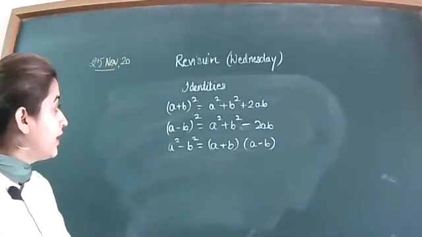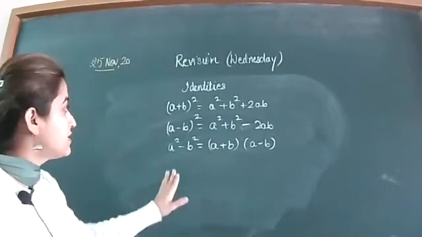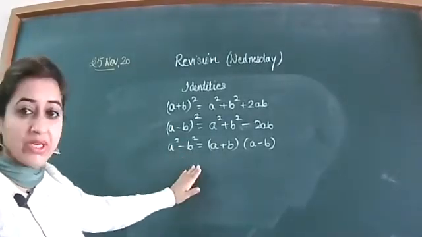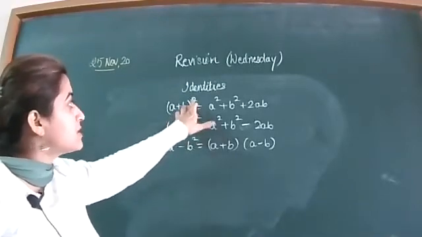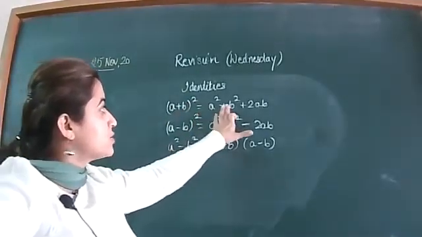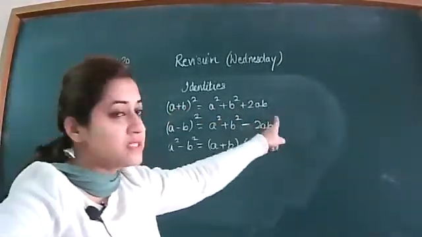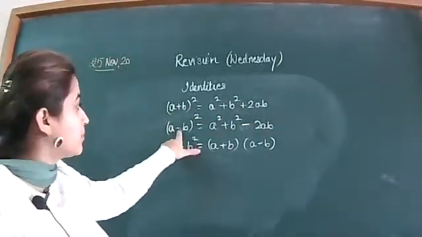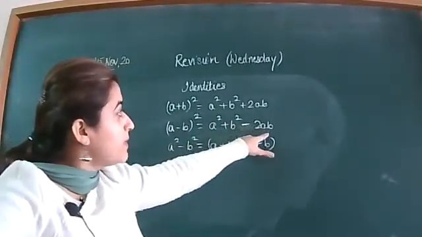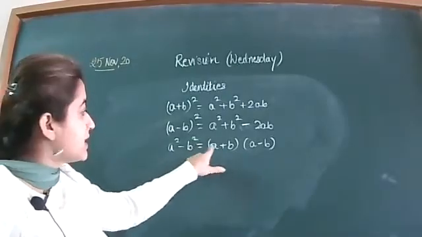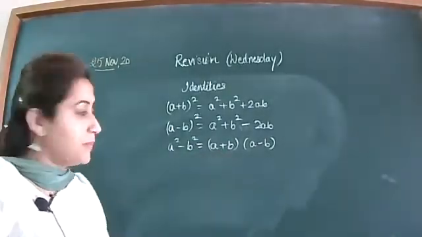Now listen, beta. In your next exercise, you will use these three identities. Now we will discuss the questions related to these identities. A plus b whole square is equal to a square plus b square plus 2ab. In case of addition, all the signs will be add. In case of subtraction, your 2ab will have a subtraction sign. A square minus b square is (a plus b)(a minus b).